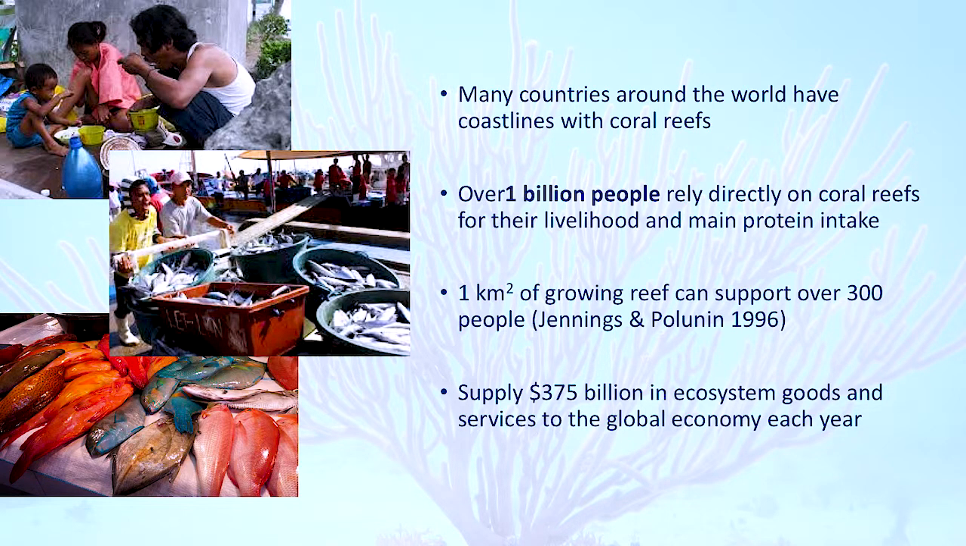And it is also known by this paper written by Jennings and Polunin in 1996, which showed that 1 square kilometer of coral is able to sustain over 300 people. Also, the World Bank did a study where they show that corals also supply up to $375 billion in ecosystem goods and services to the global economy.